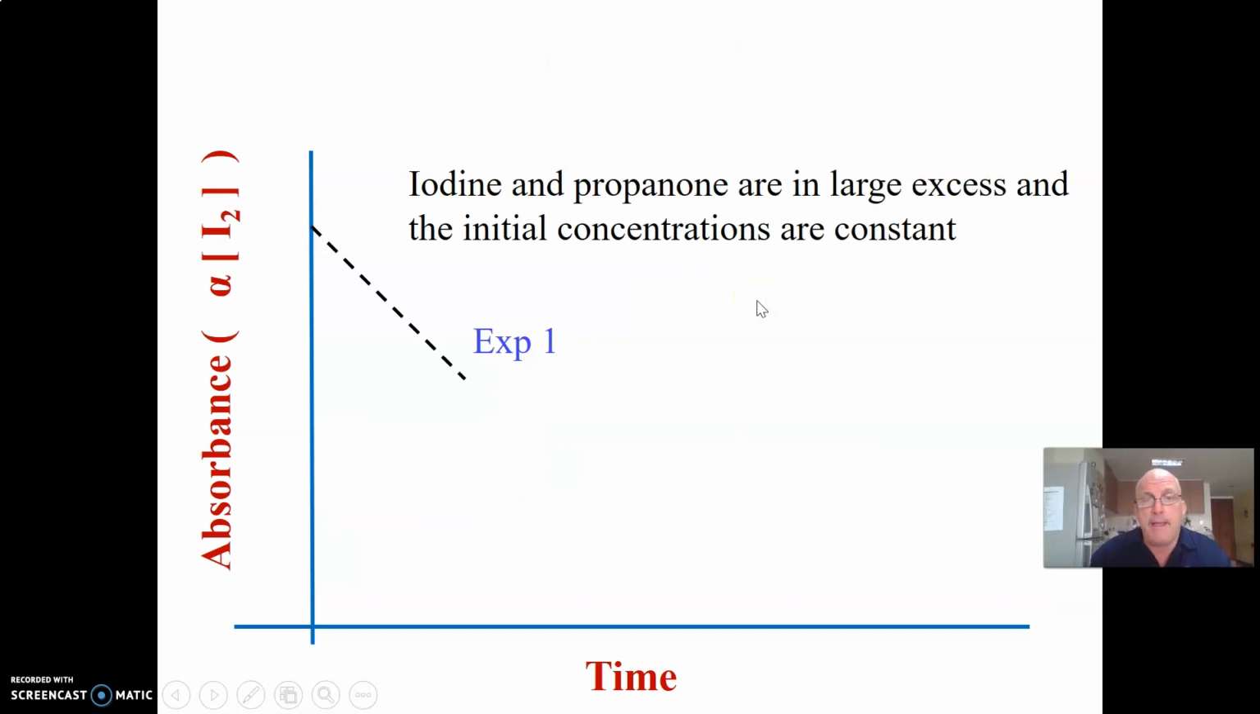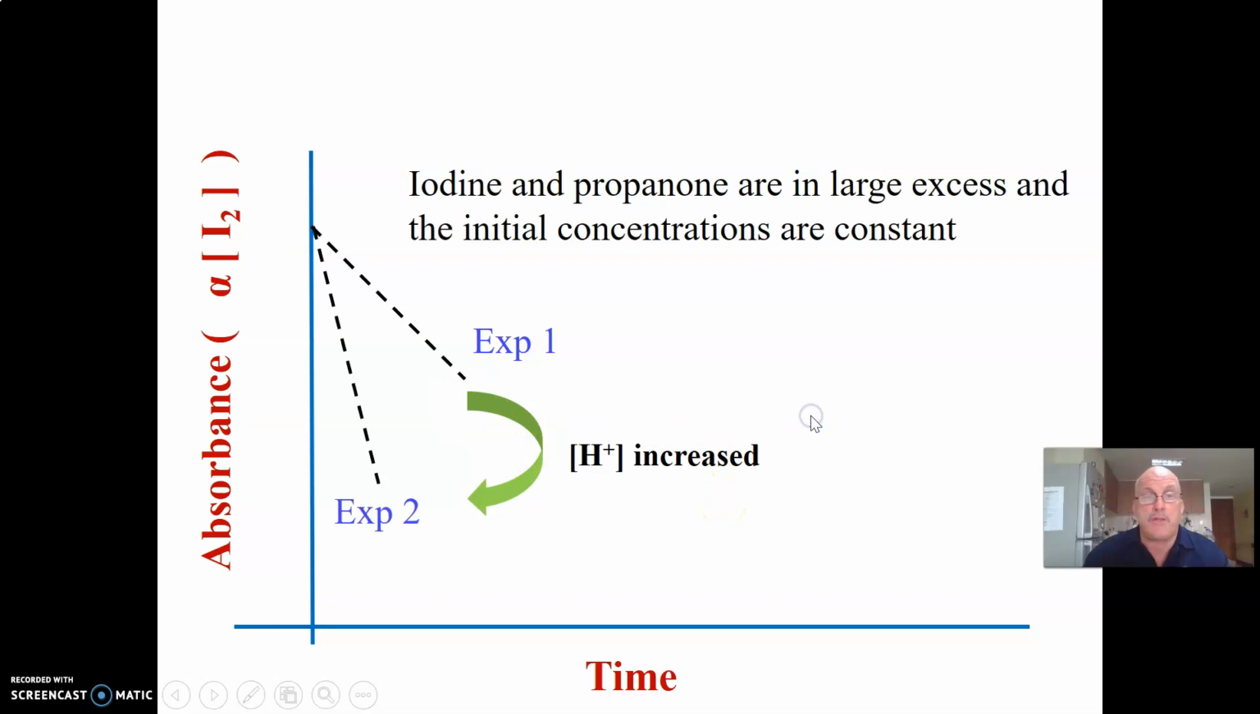Okay, there's the conclusion. Propanone concentration does affect the rate, so it must have an order of some kind. Now we're going to keep iodine and propanone in large excess and change the concentration of H+ and see if that's got any effect. Change the concentration of the catalyst. Okay, and there's experiment 1. Increase the concentration of H+ ions, and yes, the gradient becomes steeper. So therefore, H+ does have an effect on the reaction rate, and there's the conclusion.